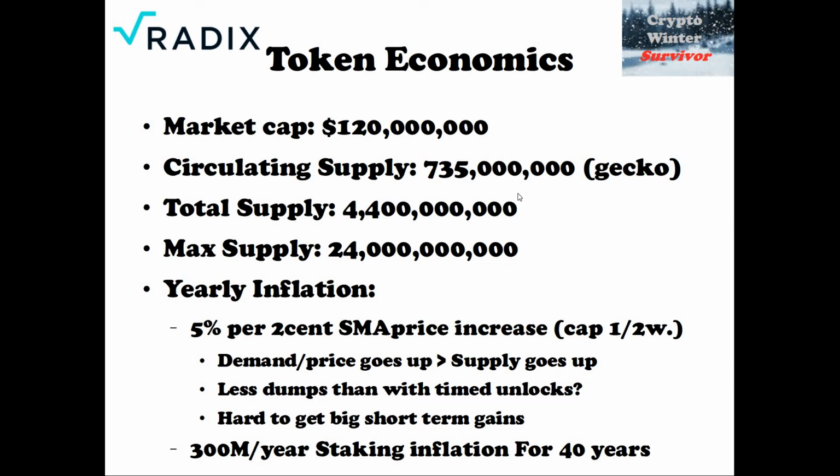They have a maximum supply of 24 billion, 12 of which is going to be purely staking rewards, and then the rest we will see in the next slide, but the rest is going to be other things. So basically anytime the price goes up, the supply goes up as well. Shortly saying, of course it is there, they actually use the simple moving average.